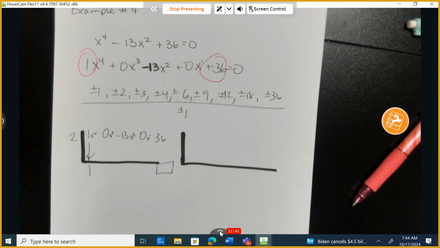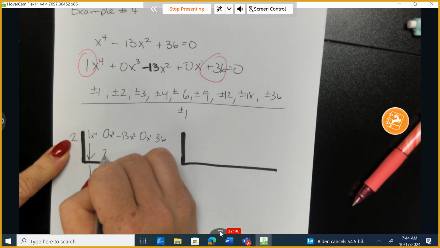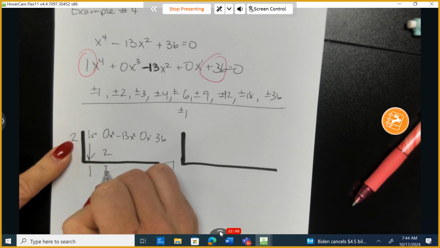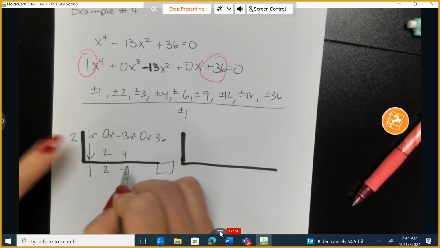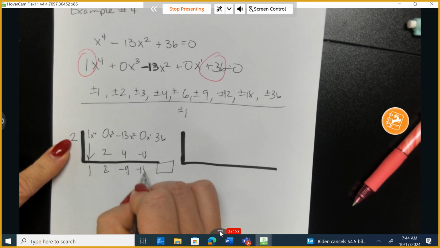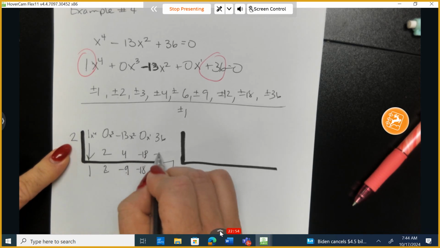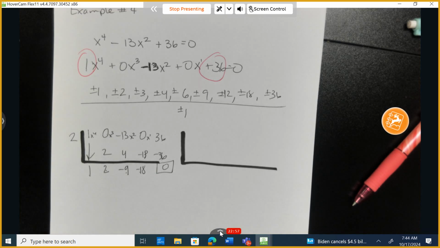So mama method. First I dropped down the first number before you even start the mama. So here we go. M for multiply, then add down. Multiply, and then add down. Multiply, and then add down. So I can see that 2 works.